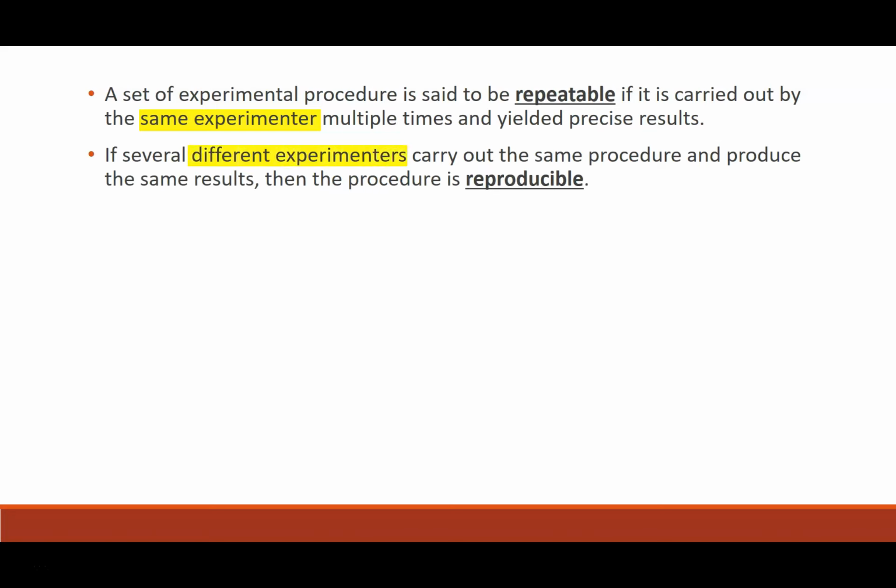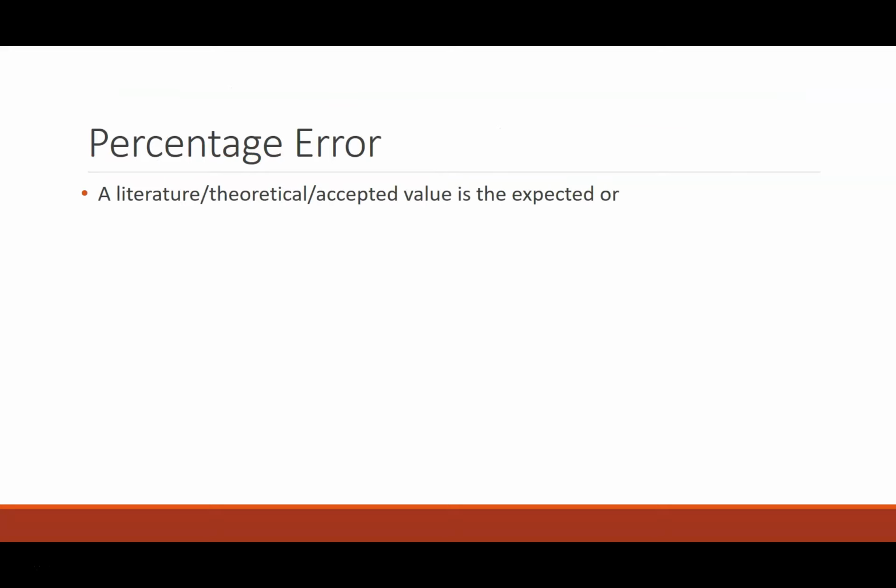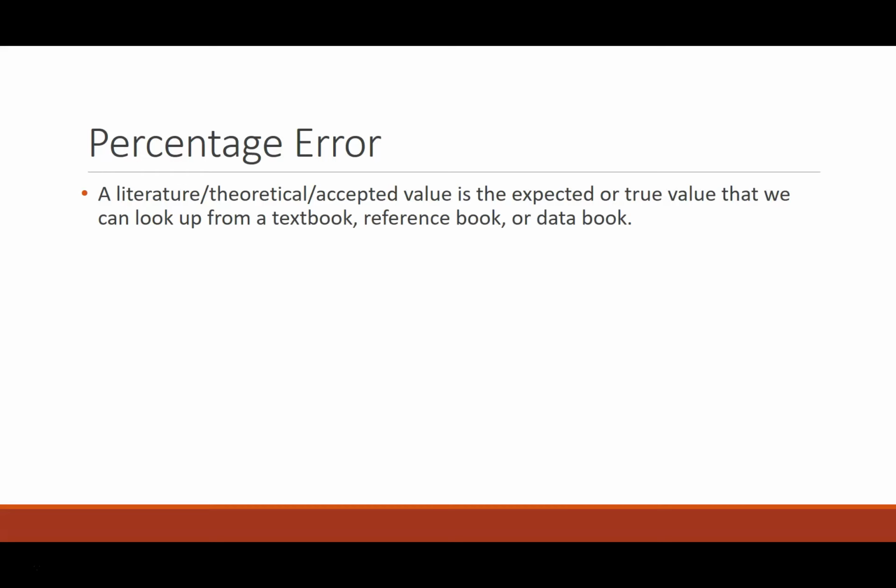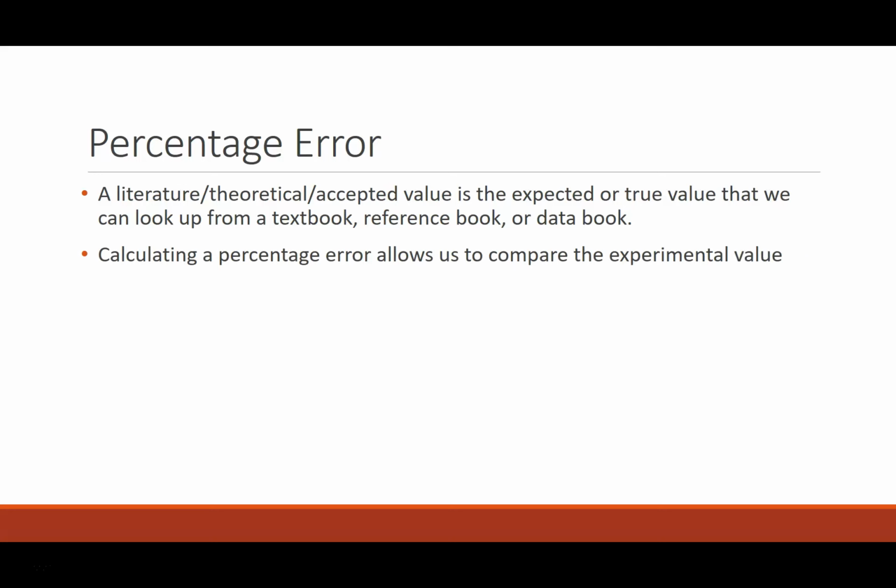When other people repeat the same experiment and get the same results, then we say the procedure is reproducible. In some experiments, we can look up the value that we are trying to find in a textbook, reference book, or database. This value is called the literature value or the theoretical value. If we have the literature value, then we can calculate a percentage error to compare our experimental value to the literature value.